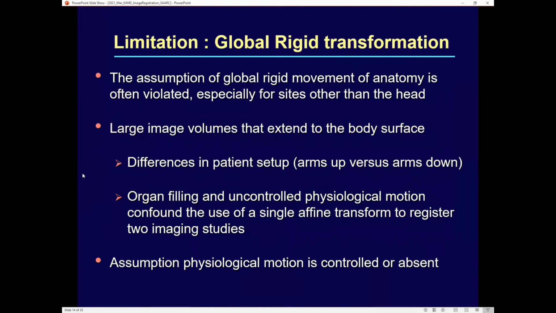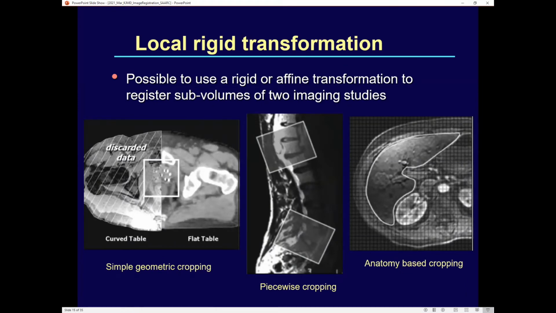So let us assume the global rigid movement of anatomy is often violated, especially at sites other than the head and neck. Large volumes of tissue extend outside the body, like a breast mount on the chest. When you raise your arms up to the armrest or on your head support or to the sides, you find there's a huge variation. And organ filling and uncontrolled physiological motion confound the use of a single affine transformation to register two image studies. So in this entire thing, we assume physiological motion is controlled or absent.